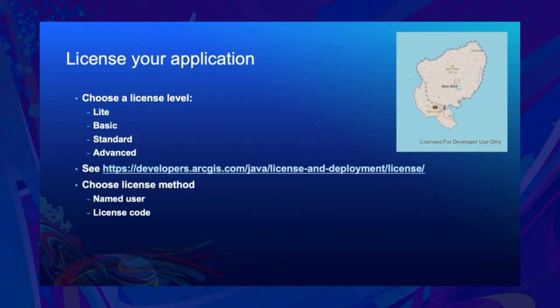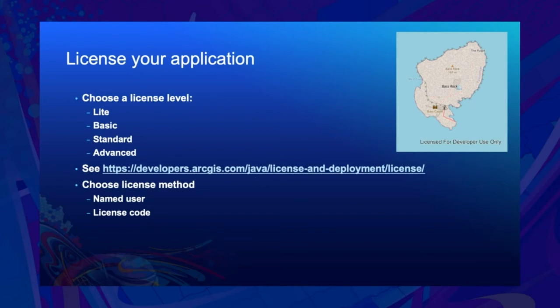so we do need to license it first. So what you need to do is choose one of the different licensing levels we have in Runtime. There's Light, Basic, Standard and Advanced. Light is a free to deploy version of the SDK, and there's increasing levels of cost associated with Basic, Standard and Advanced. So if you go and take a look at our website, there's a link here, you can see what levels of functionality are associated with those license levels.